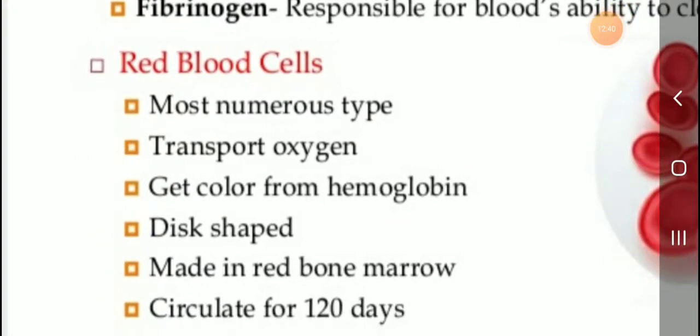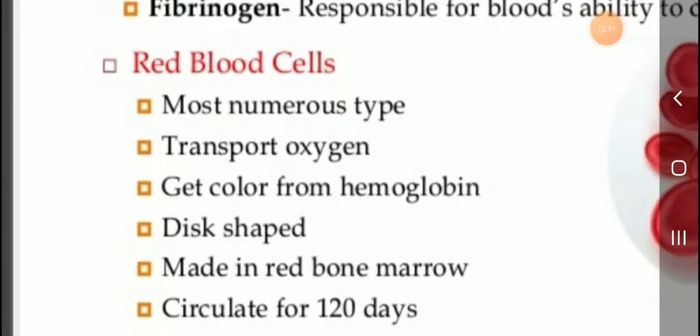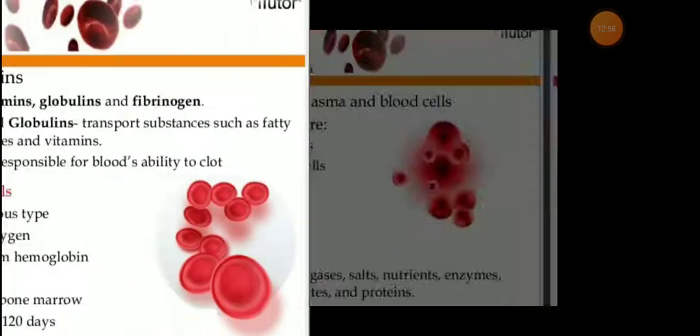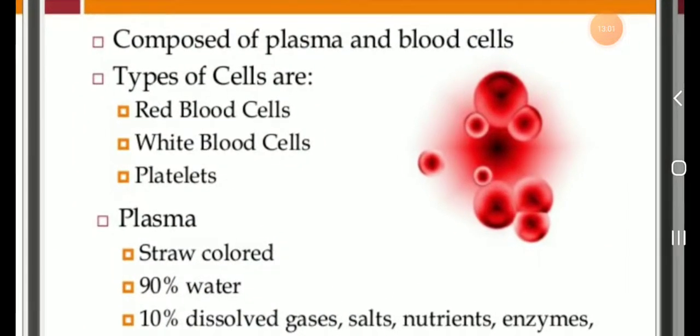Then red blood cells: most numerous type, transport oxygen, get color from hemoglobin, disc shaped, made in red bone marrow, circulate for 120 days. Listen, what are the types of blood cells? Red blood cells, white blood cells, then platelets.